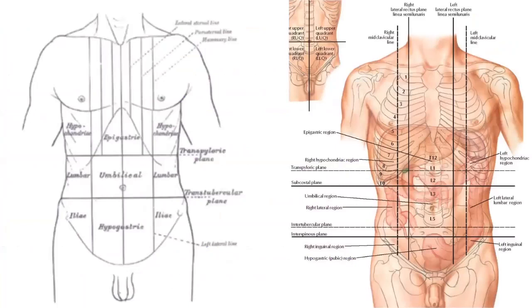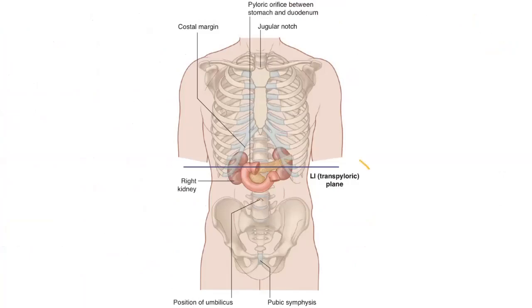So this is the transpyloric plane, L1. You see, this is the pyloric orifice, kidneys, pancreas, many important structures are at the level of L1 or the transpyloric plane. You see, this is the jugular notch and this is the symphysis pubis. This is the midpoint, 1 hand breadth below the xiphisternal joint.